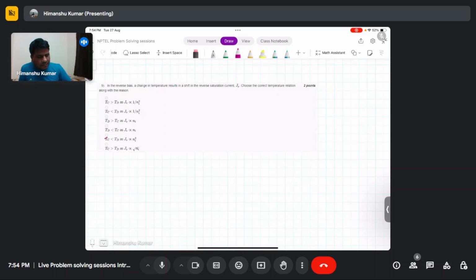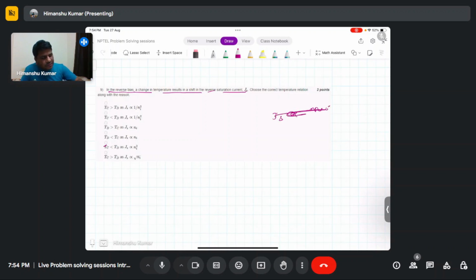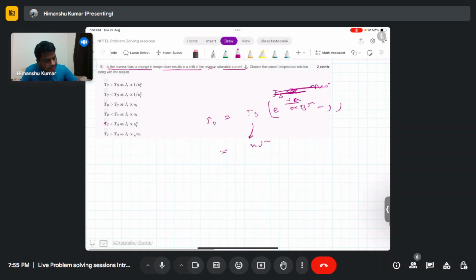So next problem: in the reverse bias, a change in temperature results in a shift in reverse saturation current. Choose the temperature along with this. As you can see, Js is directly proportional to Ni square. So you can write J equals Js times exponential of qV applied divided by kBT minus 1, and this Js is basically Ni square times q and a function of Dp, Lp, Nd plus q times Dn, Ln, Na. So some function is there, and this is directly proportional to Ni square.